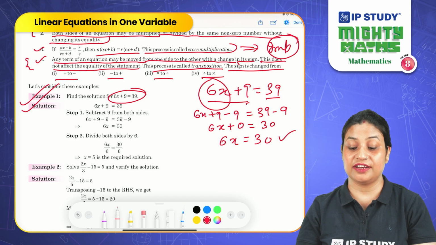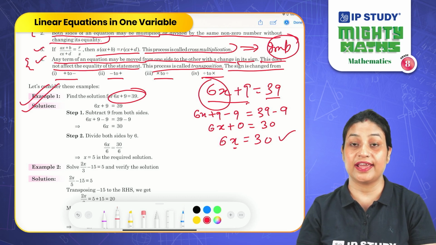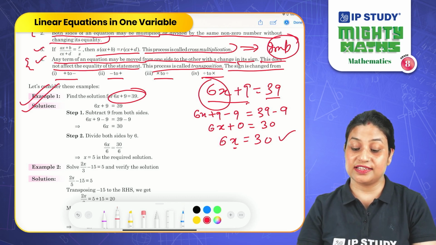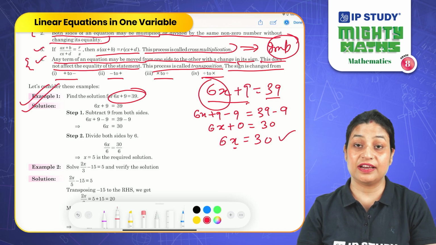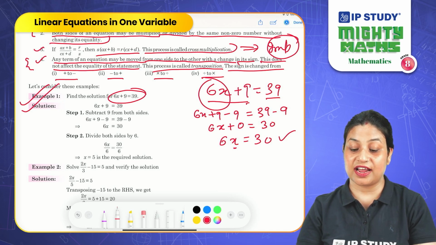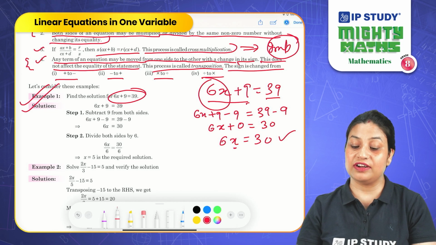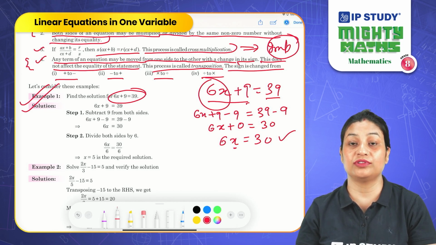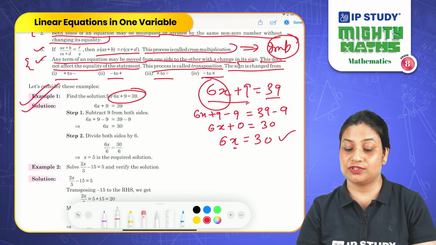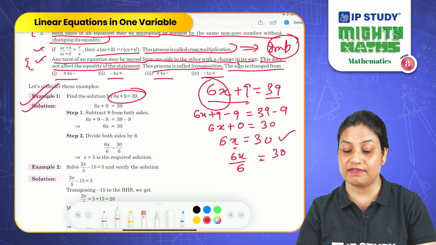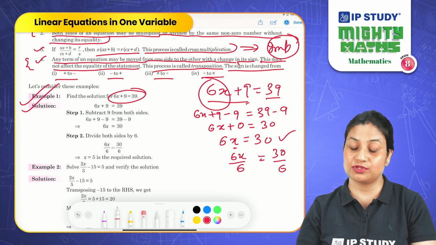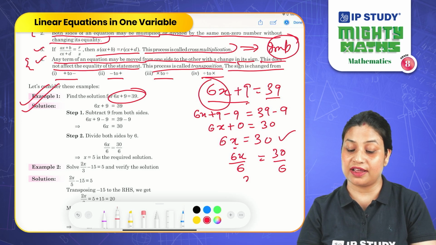So here I need to find out the variable's value x, right? I can see that the coefficient of this variable x is 6. It means that I have to remove the 6 from here. So I will divide this equation on both the sides by 6. So 6x divided by 6 equals to 30 divided by 6. When I do so, what I'm left with? I am left with x is equals to 5.